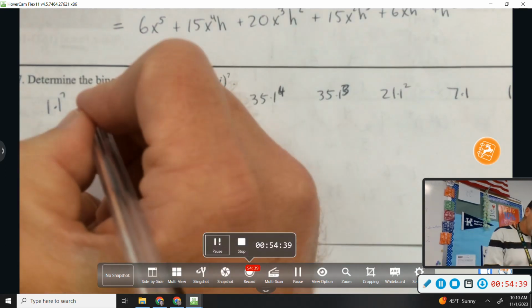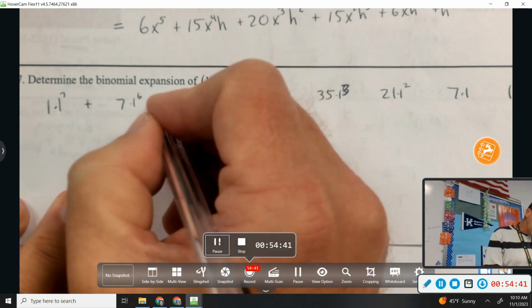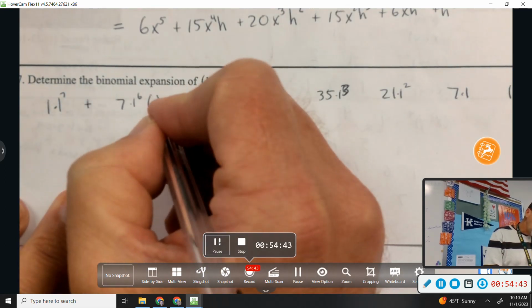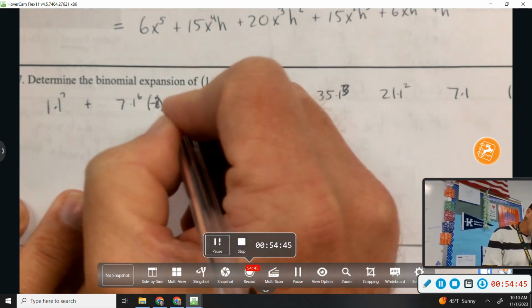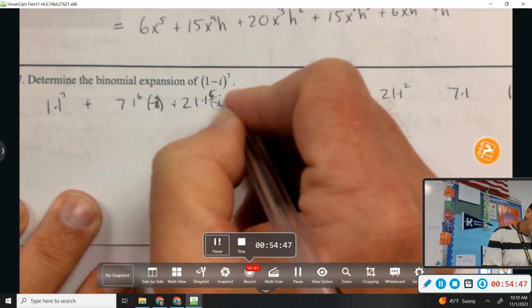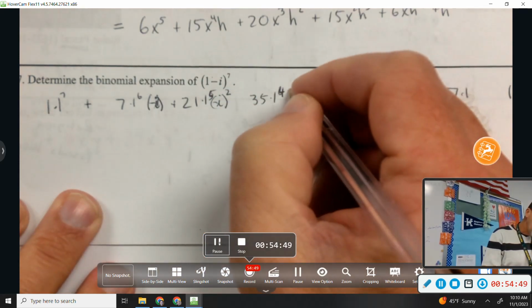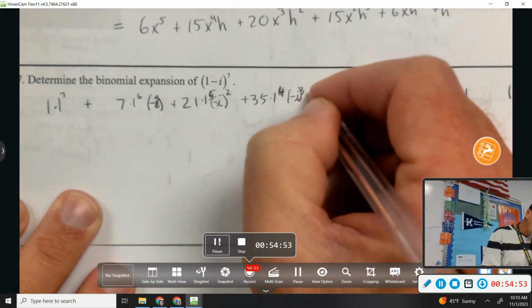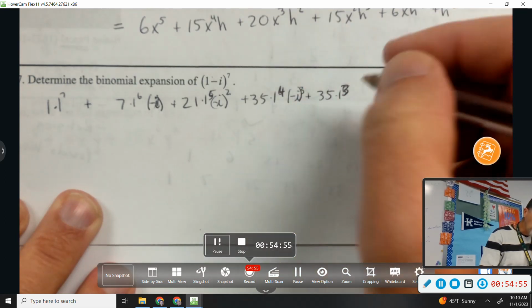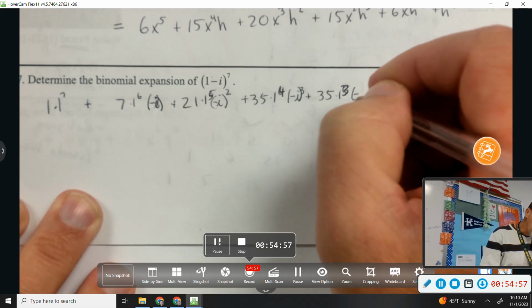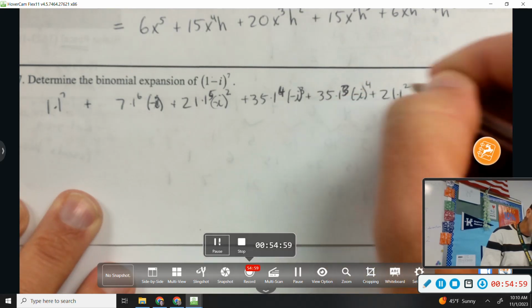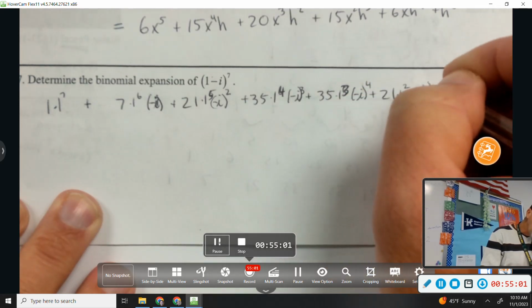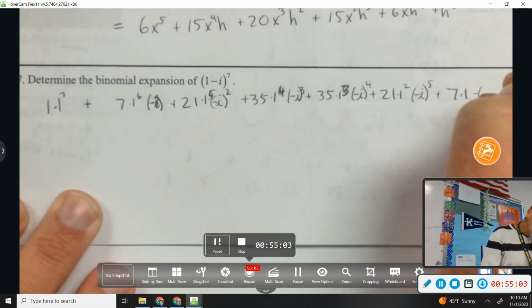So there aren't any i's on the first one. Negative i on the second one. Negative i squared. Negative i cubed. I should have left the 1s off because they're messing me up here. Negative i to the 4th. Negative i to the 5th. Negative i to the 6th. And negative i to the 7th.